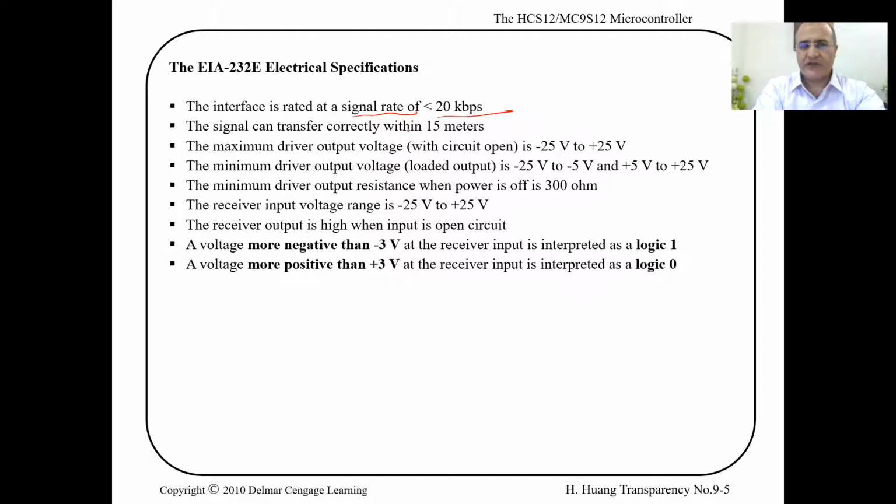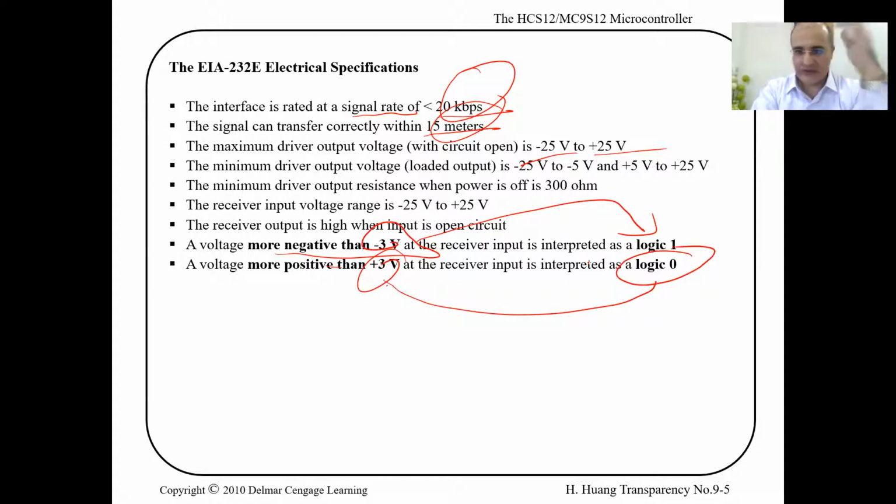Assure correct transfer within 15 meters. Well, new technology supports much more than that, much higher data rates, much more transfer, but this was the initial. Okay, voltage levels from minus 25 volts to plus 25 volts. The most important is that anything more negative than 3 volts is going to be interpreted as a logic one. Anything more positive than 3 volts should be interpreted as logic zero. So logic zero is a positive voltage, logic one is a negative voltage.